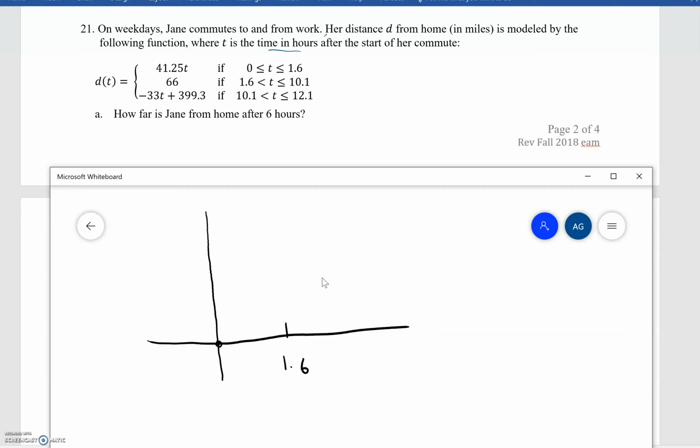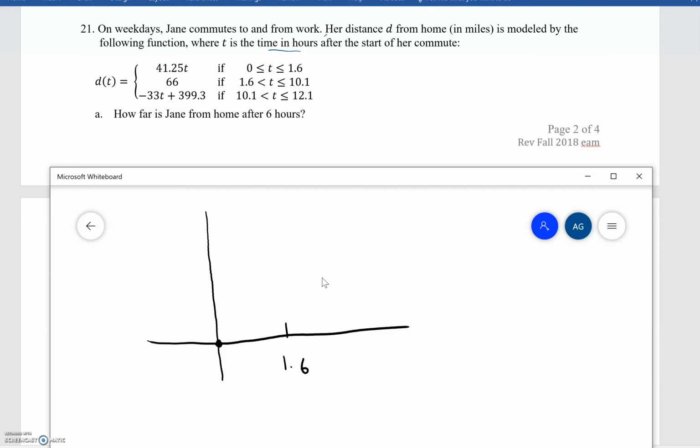And it starts at, in fact, let's look at this. For 41.25t, at time 0, it's at 0, right? I'm just mentally calculating what 0 times 41.25 is, and that's 0. So at time 0, I'm at home, so there's no distance from home. And then I'm traveling at a rate of 41.25 miles per hour. I guess I'm not, but Jane is.